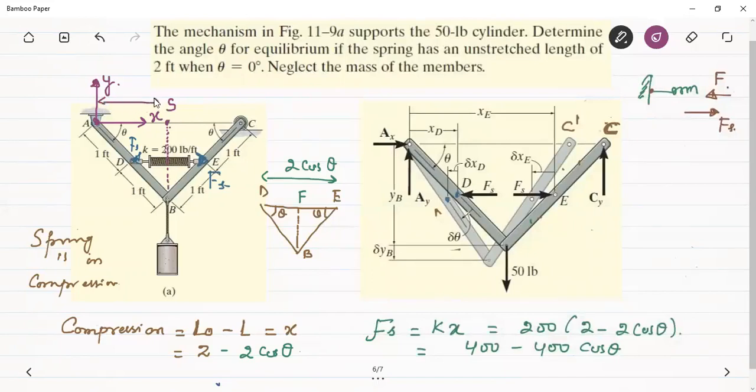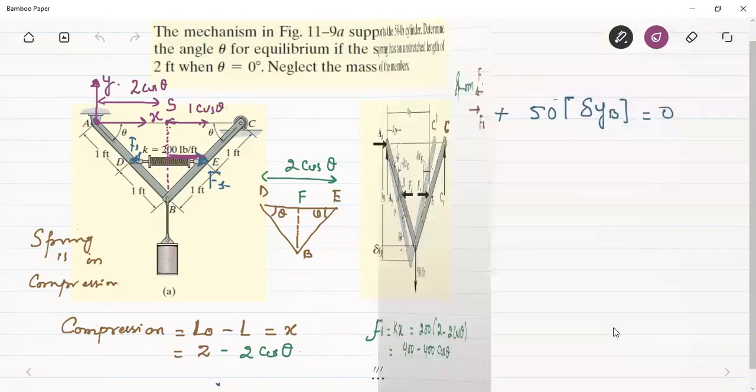This distance will be equal to 2 cos theta because this length is equal to 2. Plus we have to add this distance as well. From this right angle triangle, this distance will be equal to 1 cos theta. So from A to S it is 2 cos theta, and from S to E, along the x-axis, this distance is also equal to 1 cos theta. So the total distance is equal to 3 cos theta.